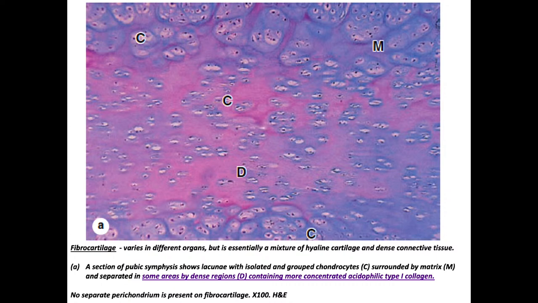What type of cartilage is this? Fibrocartilage. And here you can see these cells, chondrocytes. You can see the isogenous groups of chondrocytes. But plus you can identify here the connective tissue collagen fibers. Look, quite a big amount of collagen fibers. And this is a mix of collagen type 1 and type 2.